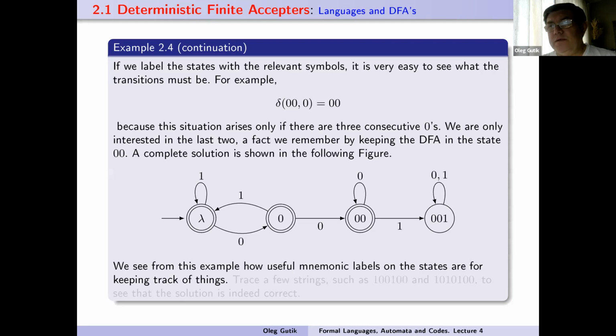We can see from this example how useful mnemonic labels on the states are for keeping track of things. Trace a few strings such as 100, 1010, 100. See that the solution is indeed correct.